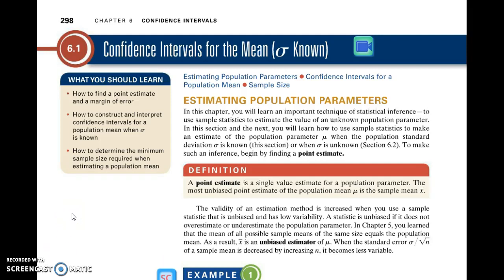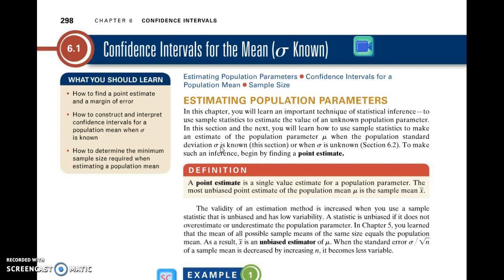Chapter 6 is all about confidence intervals, and we start off in 6.1 talking about confidence intervals for the mean of a population, and it says right here that the population standard deviation is known. So what we're working with here is trying to make an estimate for an unknown population mean.